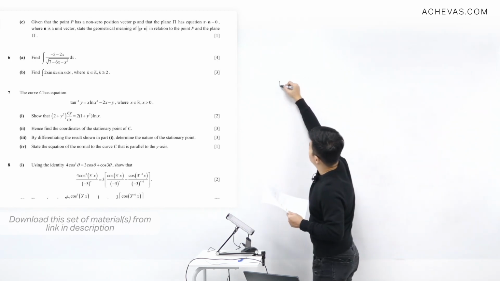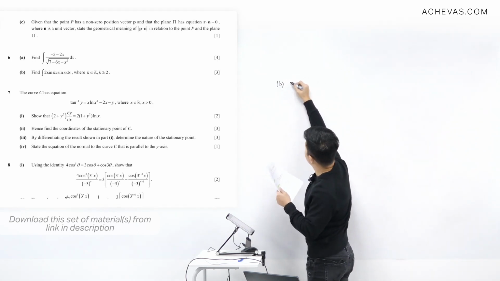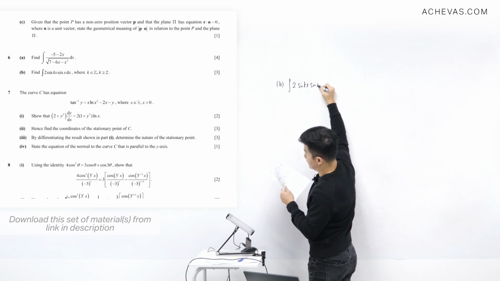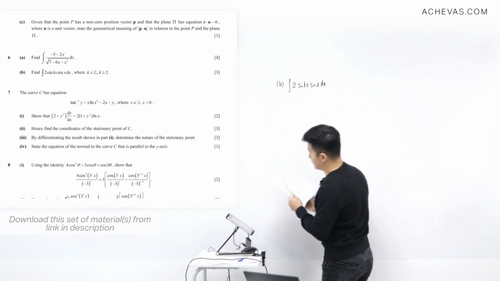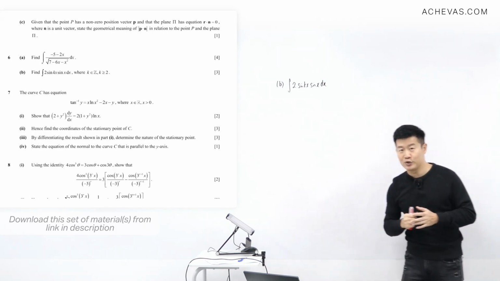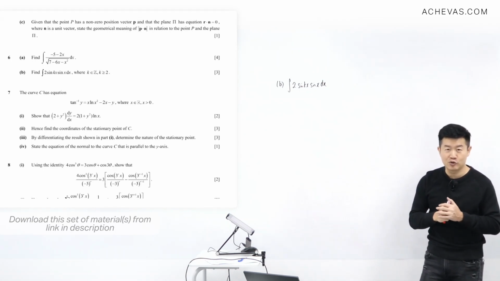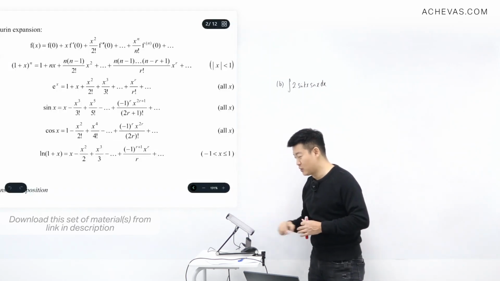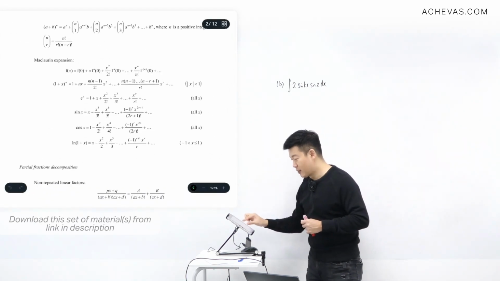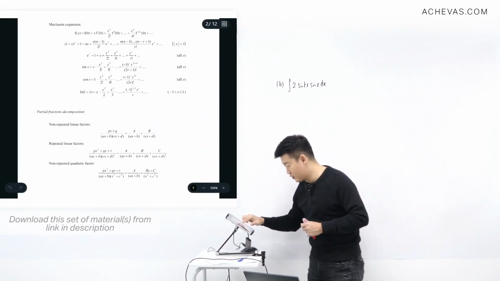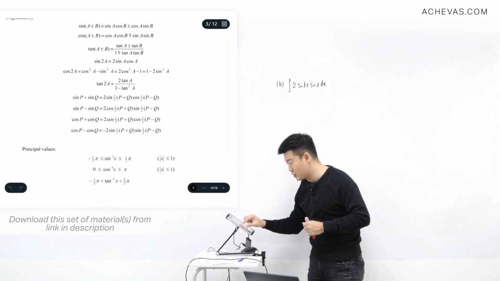For b, we are supposed to integrate this: the integral of 2 sine kx sine x dx. In order for us to integrate this, I think one good strategy is to apply a trigonometric identity. I'm going to make use of the identity inside our formula sheet. So from my formula sheet, the MF26, let's look for the trigonometric identity portion.